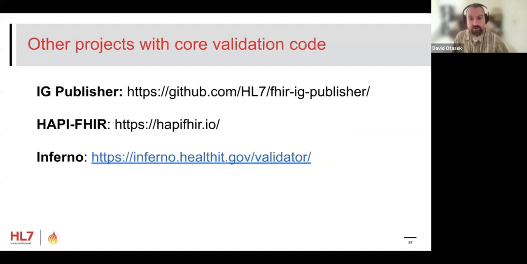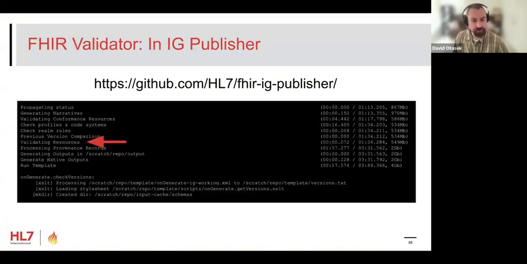The core validation code also shows up in use in a few other projects. The IG Publisher, HAPI-FHIR, and Inferno are some examples. The IG Publisher, or the Implementation Guide Publisher, is a part of the tooling that Graham and I maintain, and it uses the core validation code to ensure that package resources are valid. This is advantageous to know if you're developing an IG, because it means that you can use the validator directly to validate your resources instead of having to debug an entire implementation guide all at once.